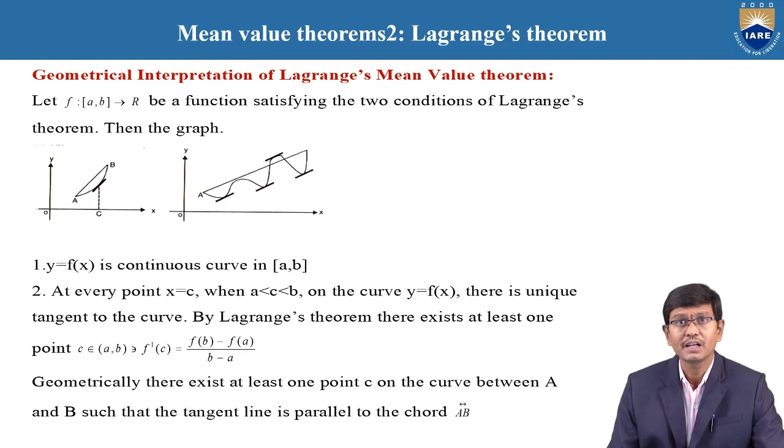Here is the geometrical interpretation of Lagrange's mean value theorem. Here also, we are going to discuss that f is a real valued function on a comma b that satisfies the two conditions of Lagrange's theorem.